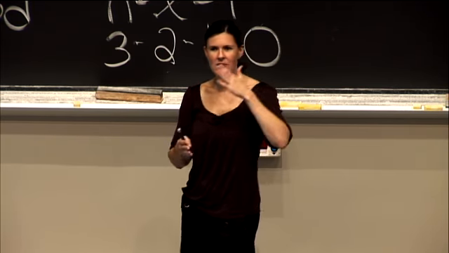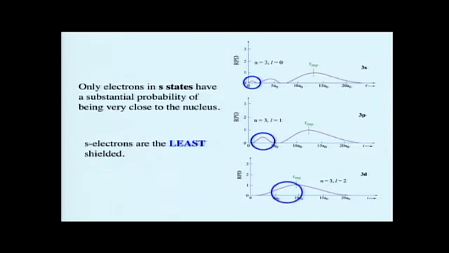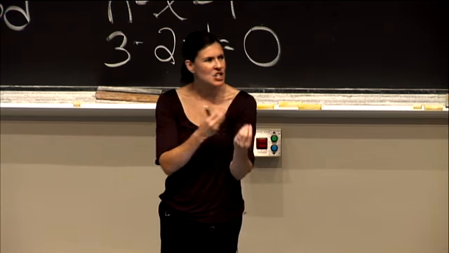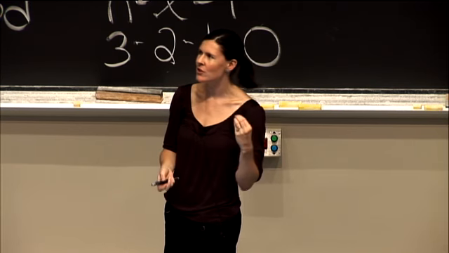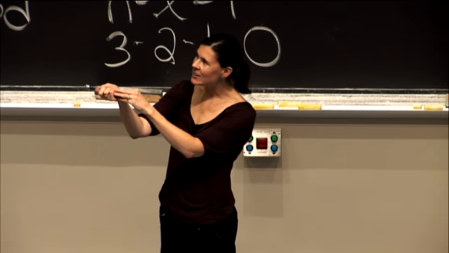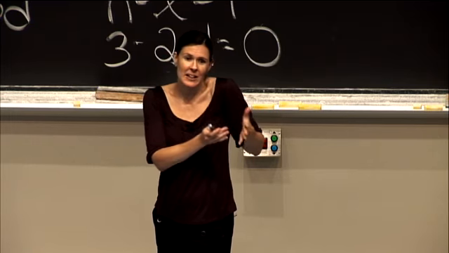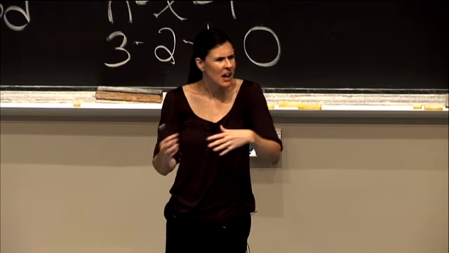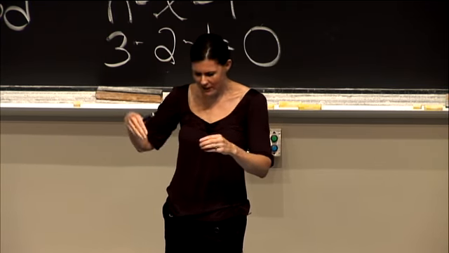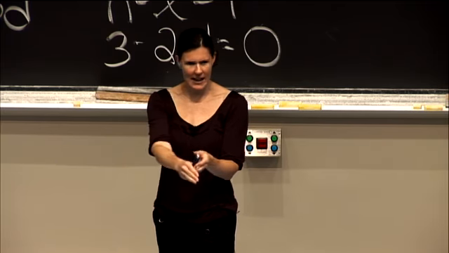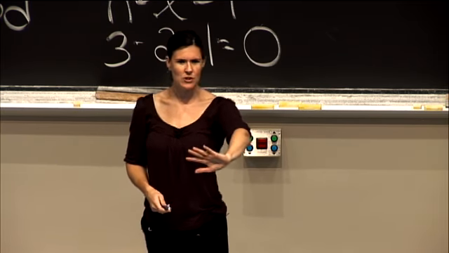A consequence of this is if we're thinking about a multi-electron atom, which we'll get to in a minute, where electrons can shield each other from the pull of the nucleus, we're going to say that the electrons in the s orbitals are actually the least shielded. The reason they're the least shielded is because they can get closest to the nucleus. So we can think of them as not getting blocked by a bunch of other electrons, because there's some probability that they can work their way all the way into the nucleus.